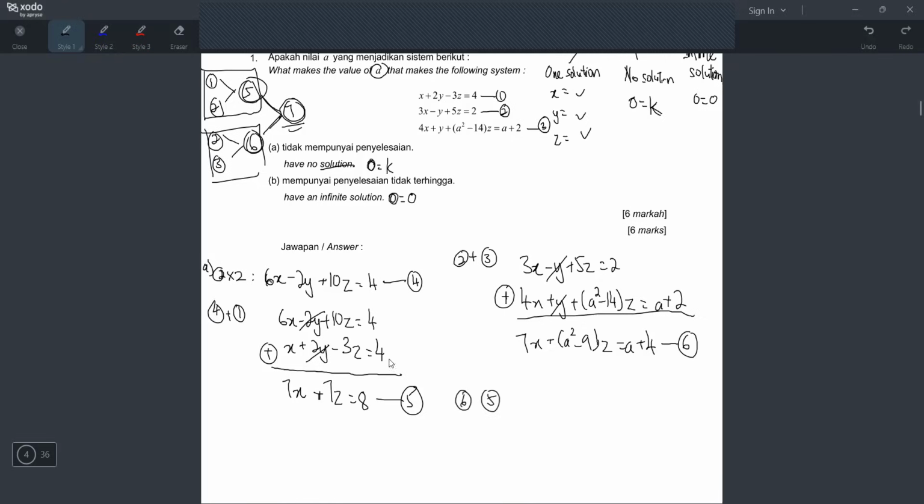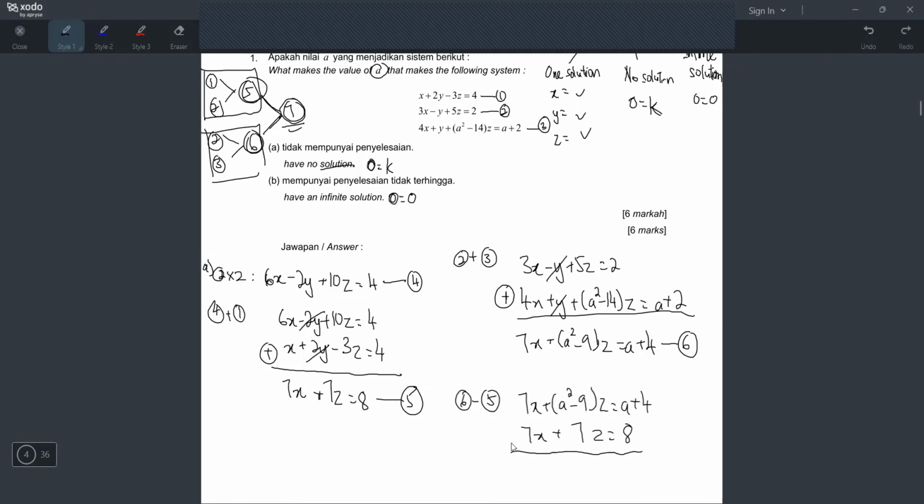The coefficient is already the same, the coefficient of x is already the same. But this time you will minus because this one is +7, +7. The signs are the same, so 7x minus 7x, only then can we cancel and get zero. So equation 6, let's write it down. 7x plus a square minus 9 bracket z equals a plus 4. And then equation 5, 7x plus 7z equals 8.